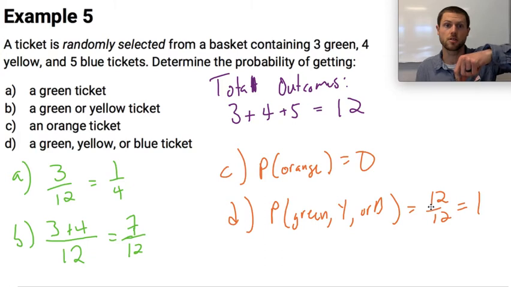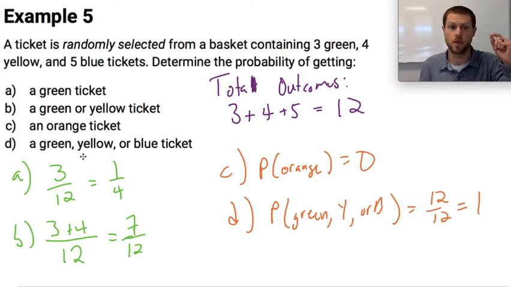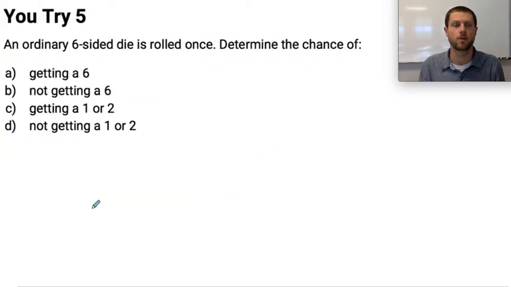This is definitely going to happen. Once I reach into this basket, I am going to pull out either a green or a yellow or a blue ticket, definitely. So why don't you try this example here. 6-sided die, rolled once, determine these 4 probabilities. So pause the video, give this one a shot.